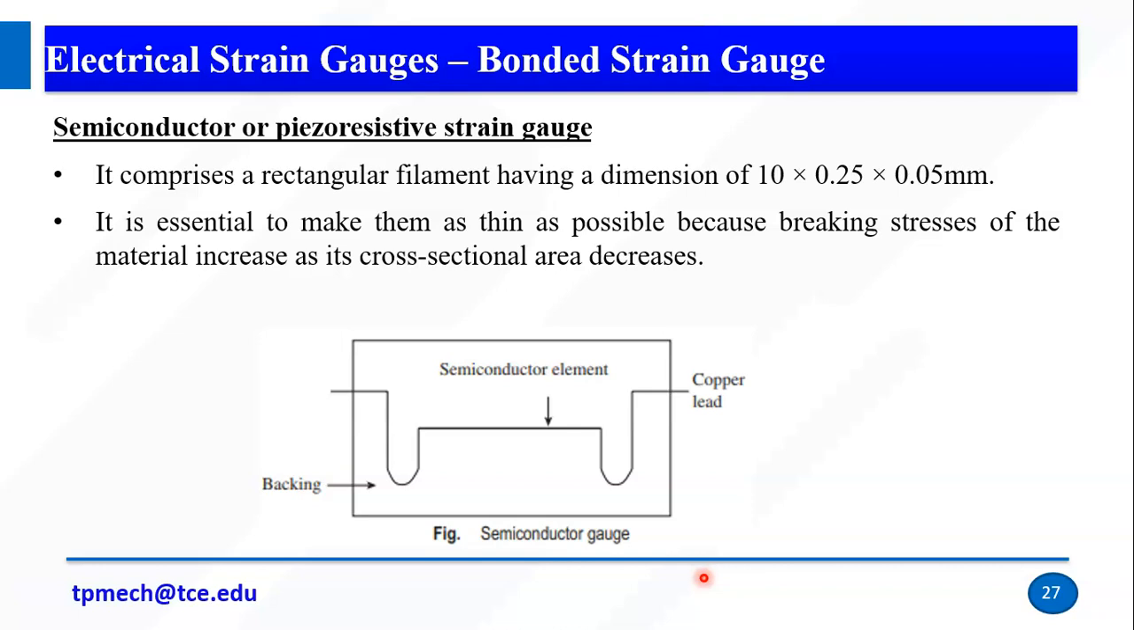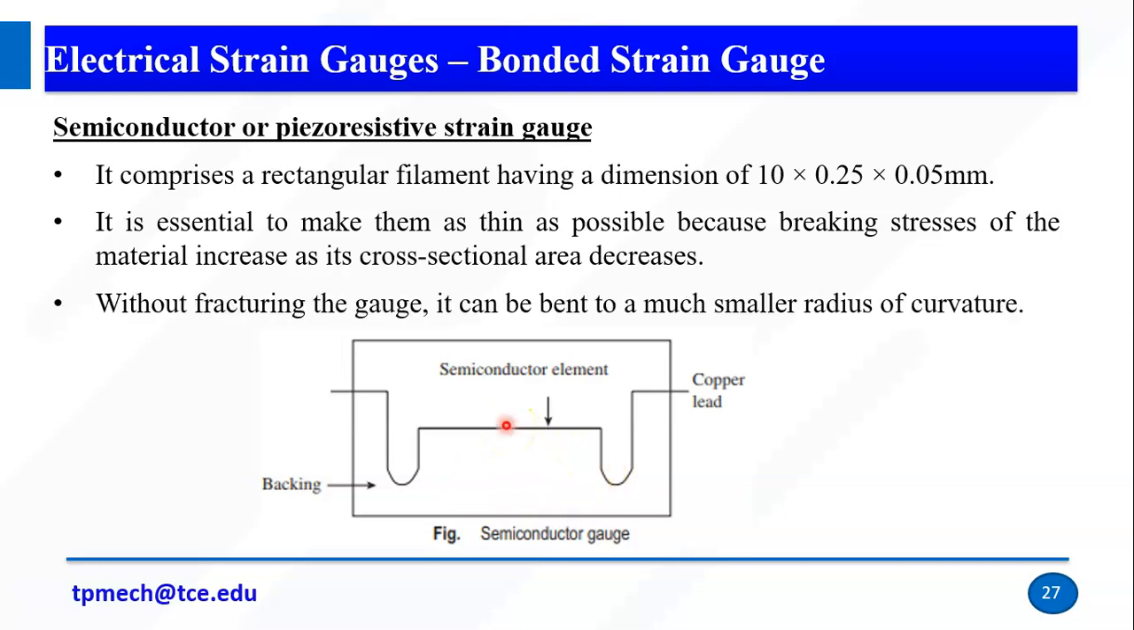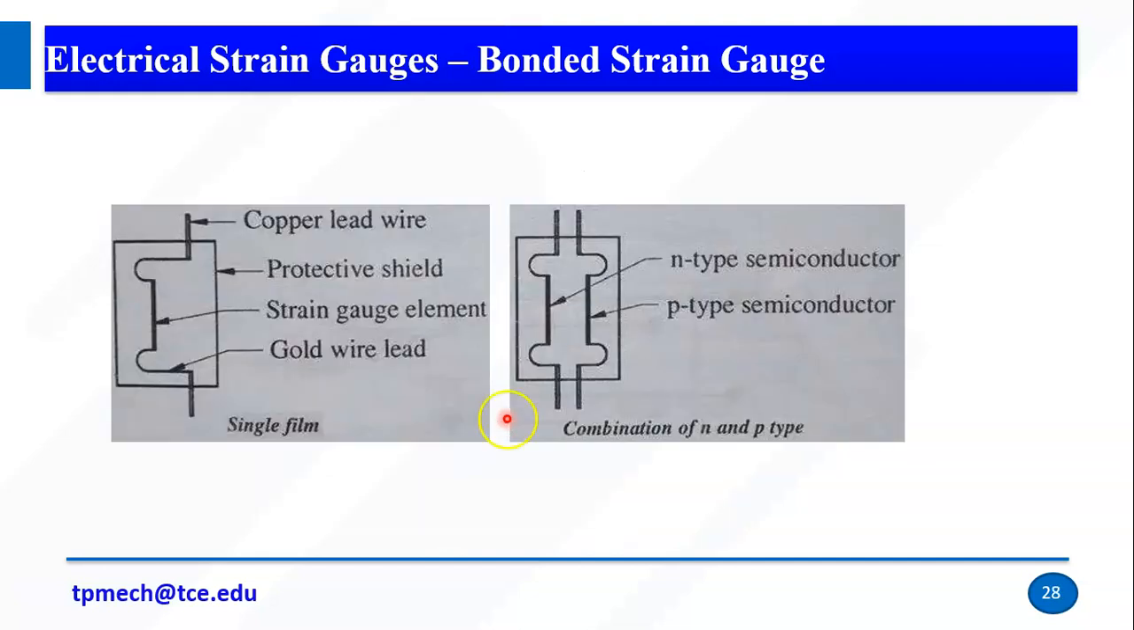So this is a diagram of the semiconductor type, where we have a backing material, a semiconductor, and copper leads. It is a resisting element. Without fracturing the gauge, it can be bent to a small radius of curvature. So we need to bend it as much as possible without breaking. These are some other examples of bonded strain gauges.